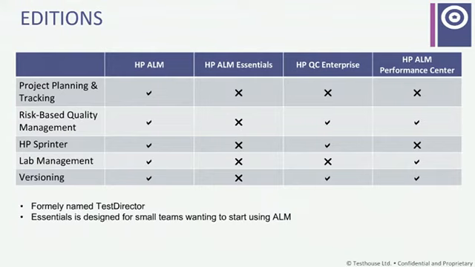So just to summarize here, I've shown a couple of features. There are more than that, but you can see that depending on the edition, those features might be there or might not be there. If you take lab management, it's only available in ALM and Performance Center, and so on. It's not because I put crosses all over Essentials that it has nothing. It has the basic features, but this was just to show some of the differences.